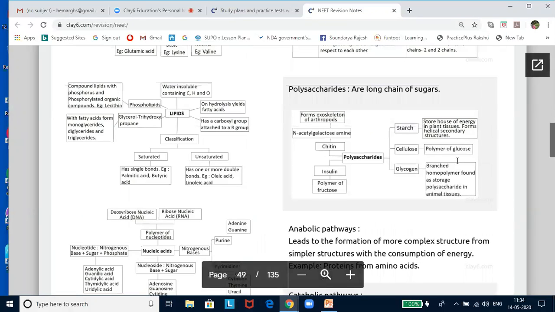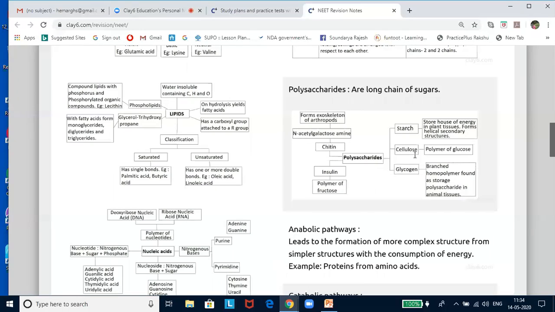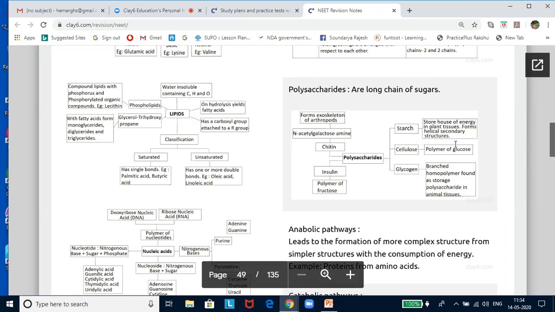So the next polymer, macromolecule, we are supposed to know is the polysaccharides. Polysaccharides are very long chains of sugars. They are threads containing different monosaccharides as the building blocks. Example, cellulose. It's a homopolymer made up of repeated units of glucose. Starch is the reserve food material of the plants, and glycogen is the reserve food material in the animals. Inulin is a polymer of fructose.